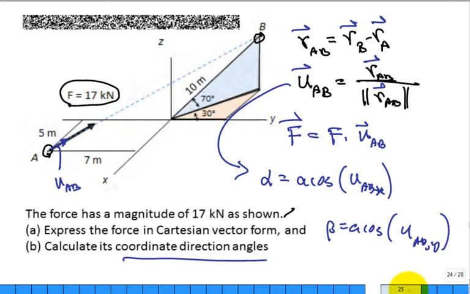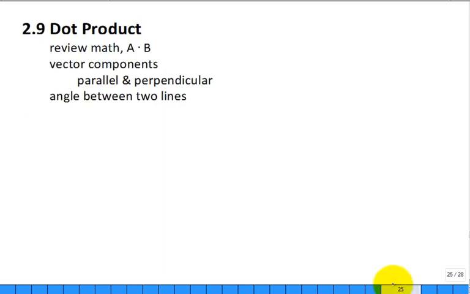Well, I didn't get quite as far as I needed to get today. But let me cover this and I'll come back and solve a problem with it. How many people have ever had to do the dot product of two vectors? All hands go up. True? You've calculated the dot product?